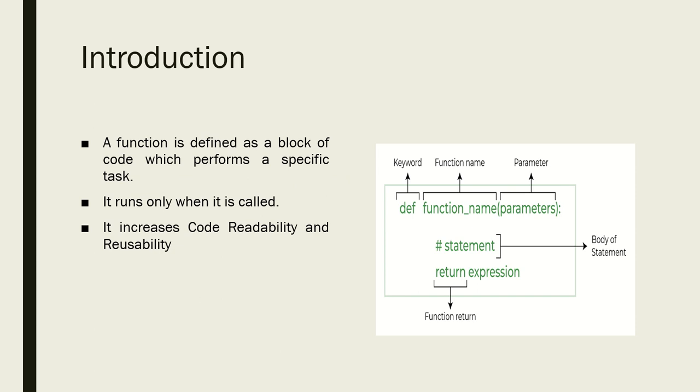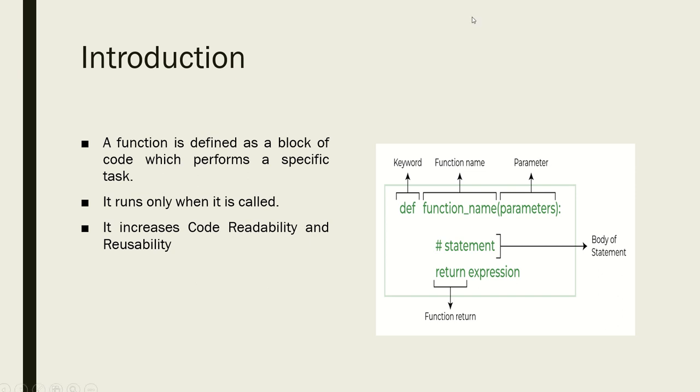how we define a function is defined as a block of code which performs a specific task, and a function can only be executed when it is called. So no matter you had defined a function, it will not execute. You need to call the function with a specific set of parameters or arguments, then only you will be able to execute or run a function. Why do we need a function? To increase code readability and to increase the reusability of the code.